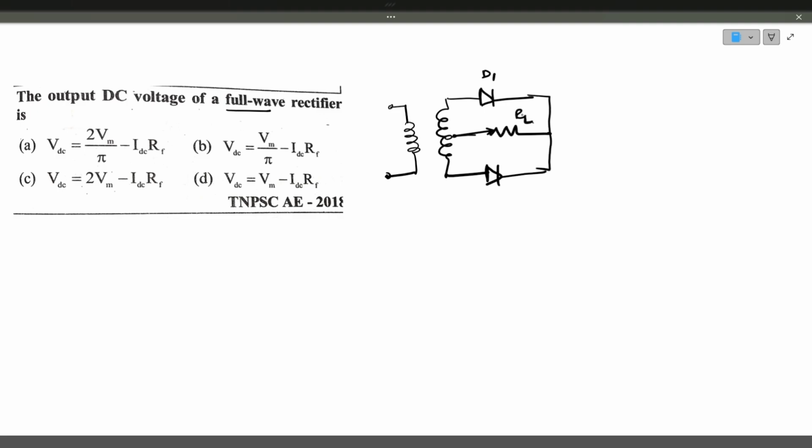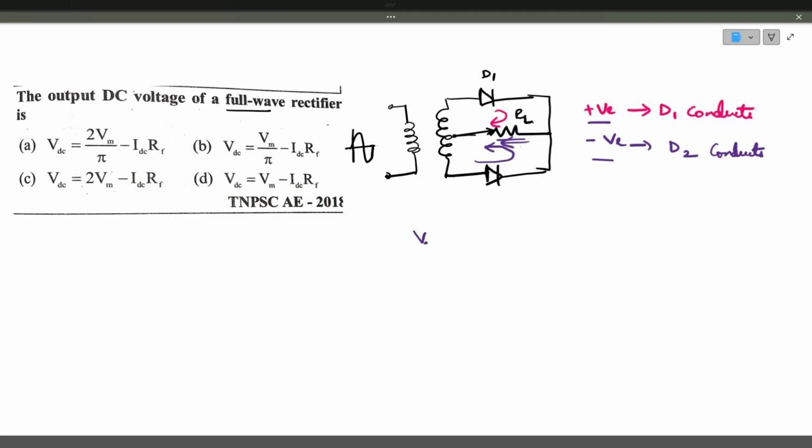The input waveform is a sinusoidal waveform. During the positive half cycle of the input waveform, D1 conducts and current flows through RL in this direction. During the negative half cycle of the input voltage, D1 is off and D2 conducts, so current flows through RL. So during the positive half cycle and the negative half cycle of the input, current flows through the load resistance in the same direction.